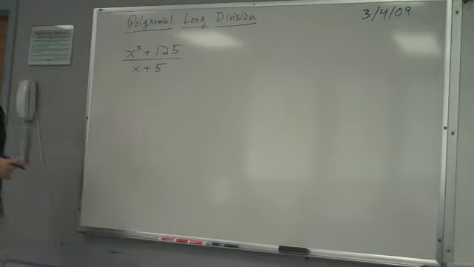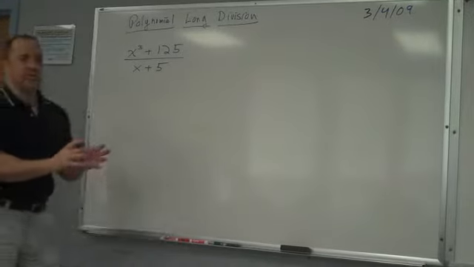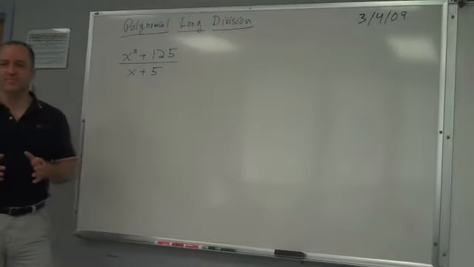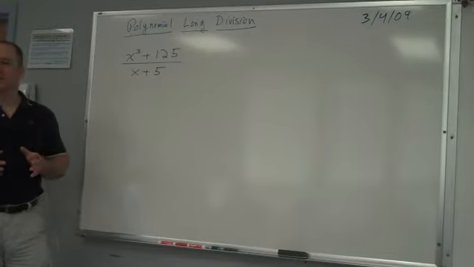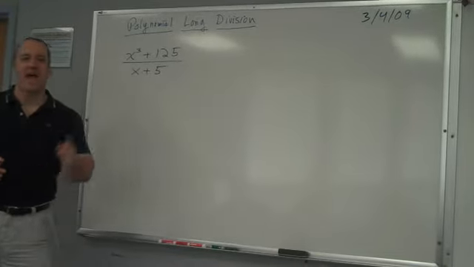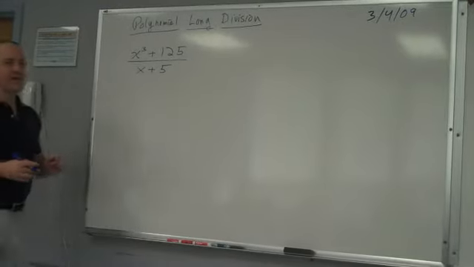x cubed plus 125 over x plus 5. Okay, here's a point I want to reiterate that I've said before. Why do I feel like this is way easier? Can you just divide 125 by 5? Excellent question. No, I love that question though. This is another one of my pet peeves.